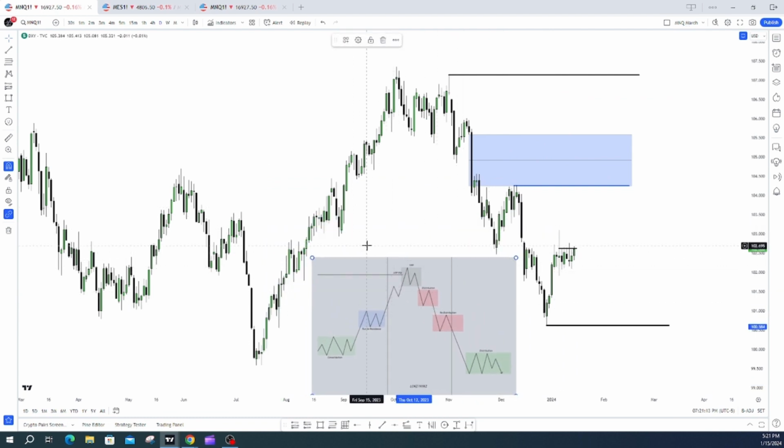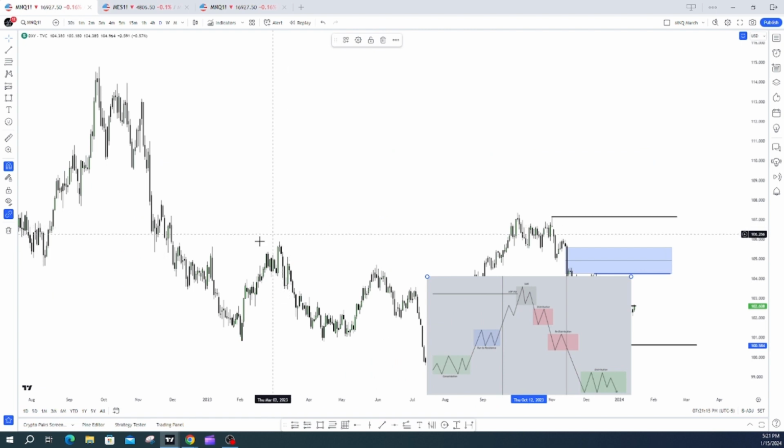What you have in this scenario is two relative equal highs. See this high and this high, how they're at a relatively equal level. What you have is price moving above that to generate more orders to the downside.